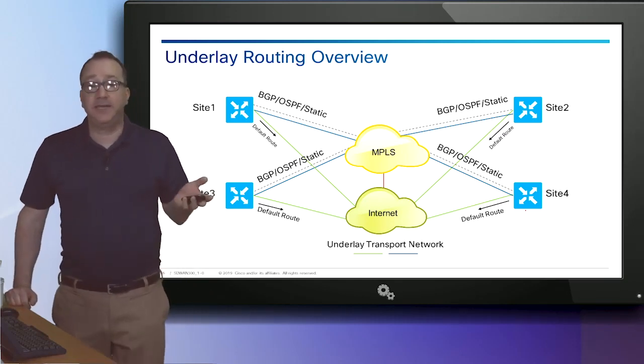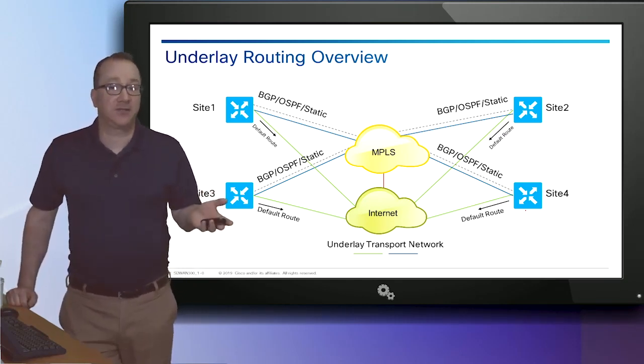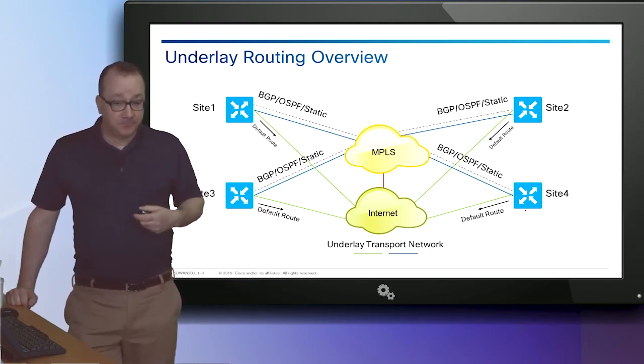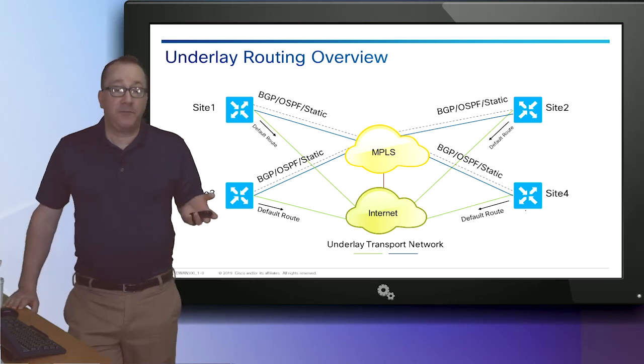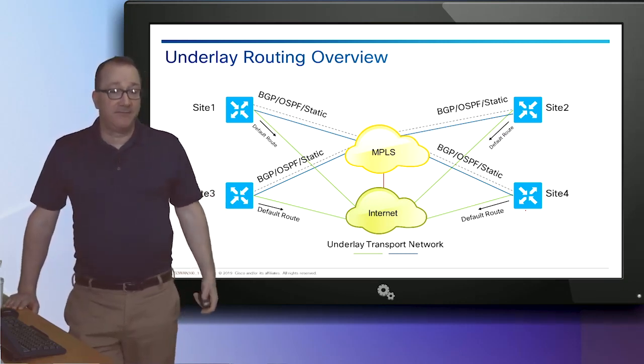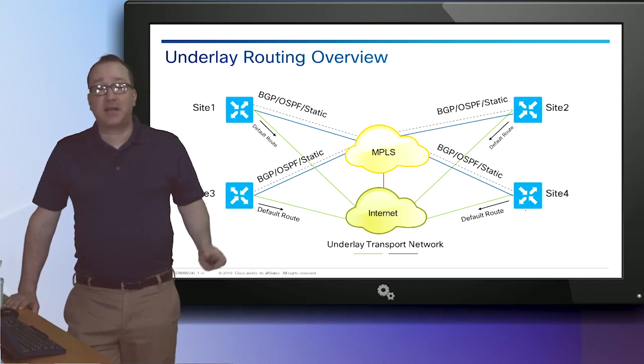A lot of them are BGP, some are just statics, where they'll give you a /30, and you'll have an IP address, and you'll just have that as your default gateway. But we can use BGP, OSPF, or even just static routing. If it's the only way of egress, a static route is fine.